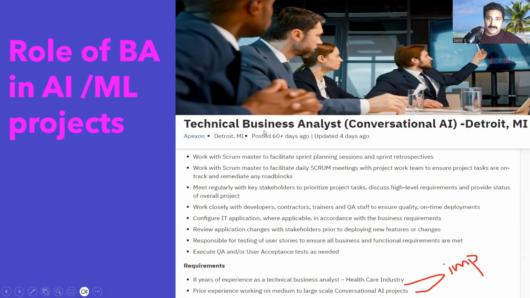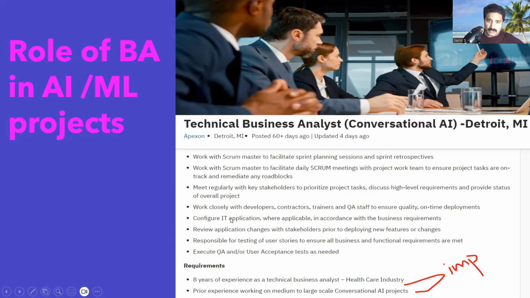What is this? Technical business analyst, conversational AI. This is in Detroit, Michigan. So work with the Scrum Master to facilitate sprint planning sessions and sprint retrospective. Work with the Scrum Master to facilitate daily Scrum meetings. Meet regularly with key stakeholders. Work closely with developers, contractors, trainers. Configure IT applications where applicable in accordance with the business requirements. Review application changes with stakeholders prior to deploying new features or changes.